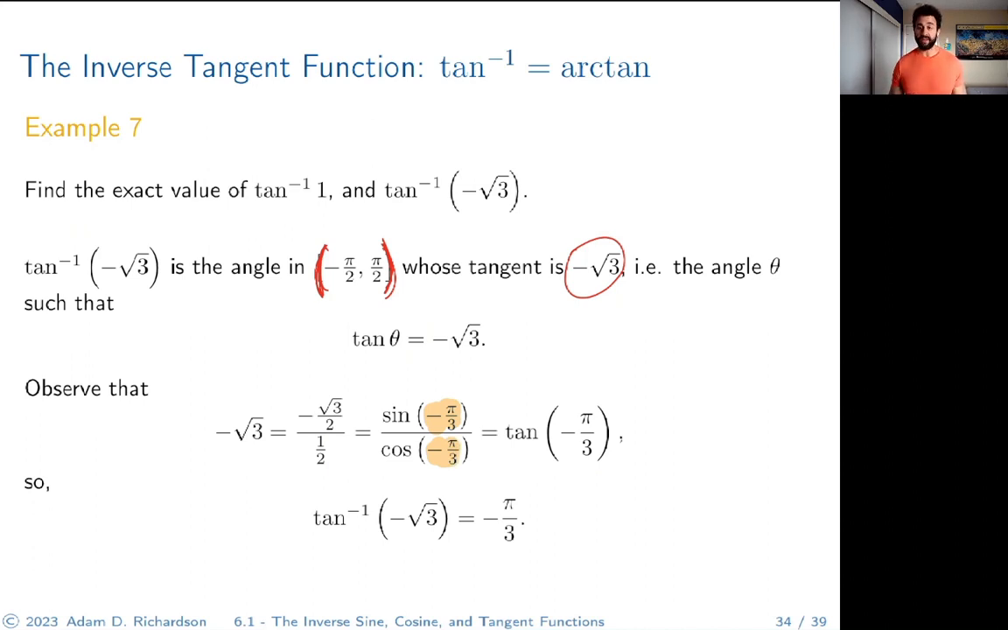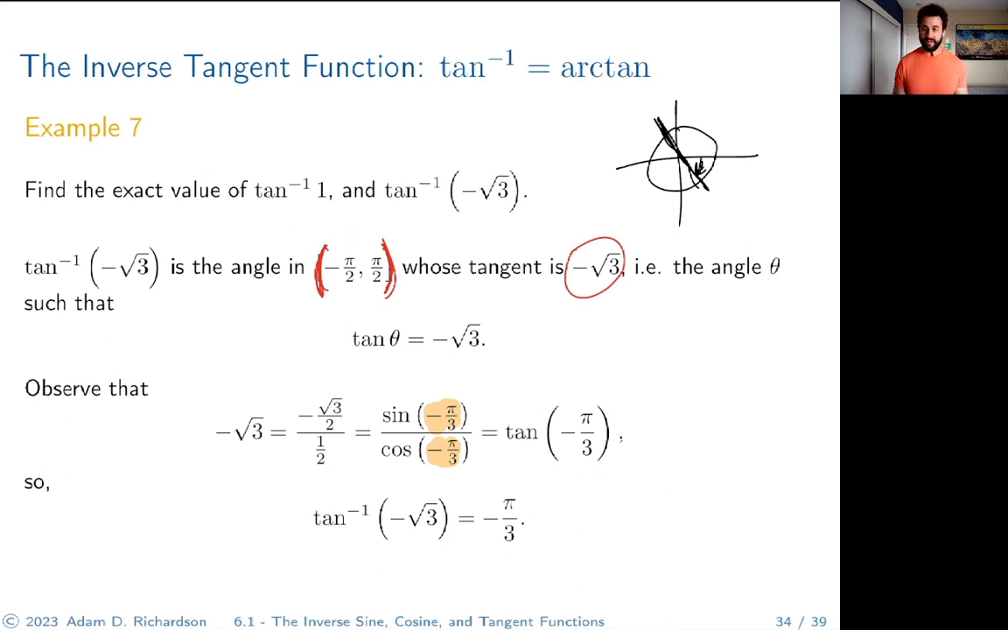If the tangent is negative root 3, think about the unit circle. Draw a little sketch of it here. Remember, tangent is just the slope. So if the slope is negative root 3, the line is going to look something like this, right? You might be tempted to say that it's this angle right here. But wait, that angle does not lie in this interval. So we can't use that angle. We must use this angle instead.